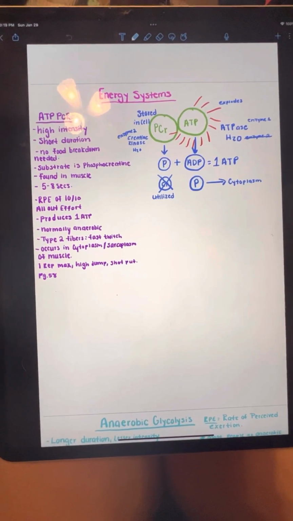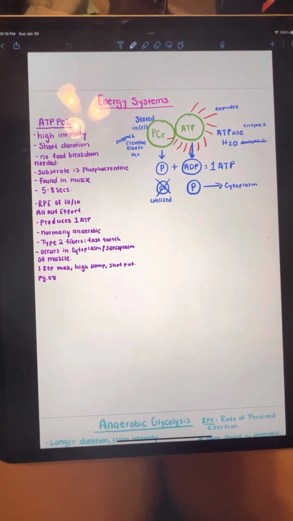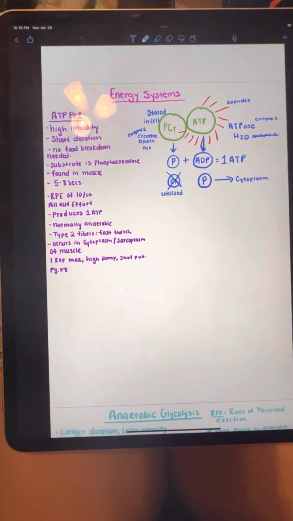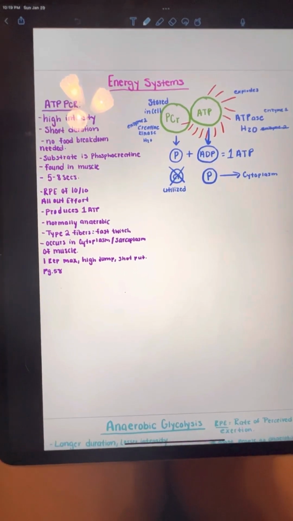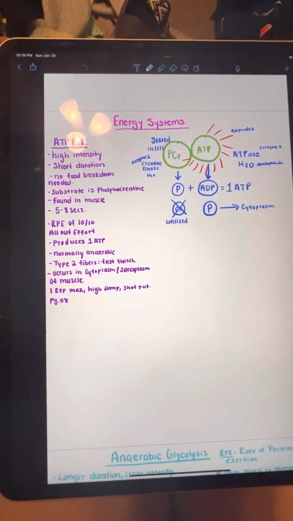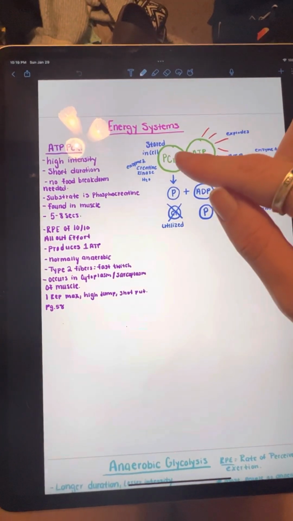The energy system starts with the ATP-PCR system. It requires no food breakdown, it lasts about 5 to 8 seconds, and it's an all-out effort. It is found in the sarcoplasm, and it's also anaerobic.